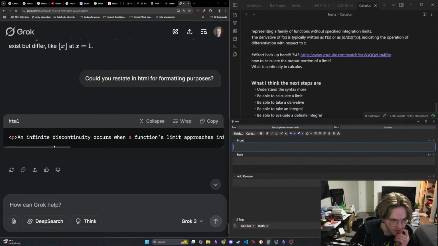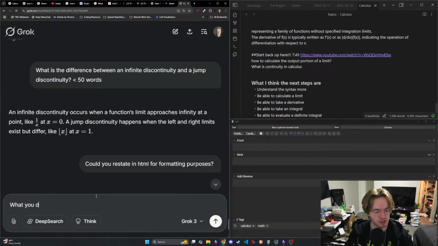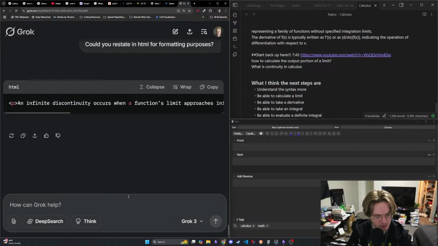Okay, so an infinite discontinuity occurs when a function's limit approaches infinity at a point, like 1 over x at x equals 0. Okay. A jump discontinuity. What do you mean here in regards to left and right limits?